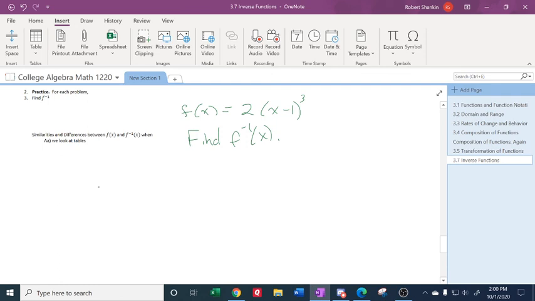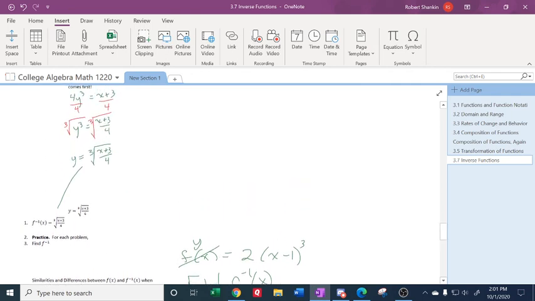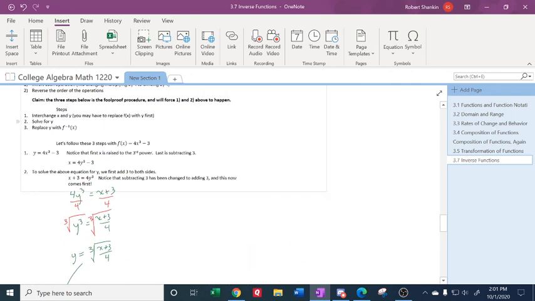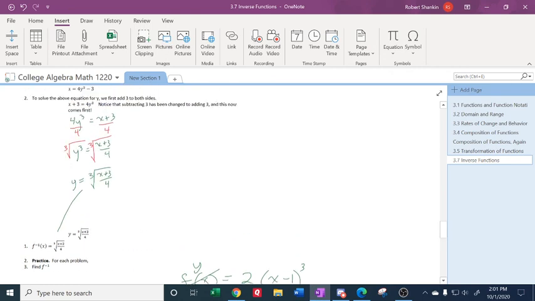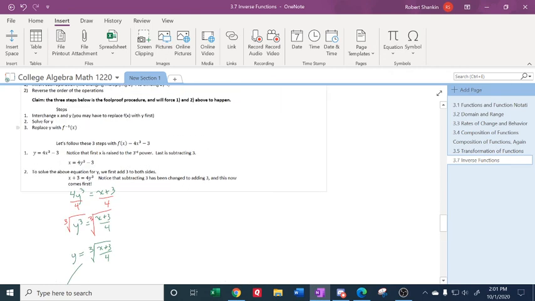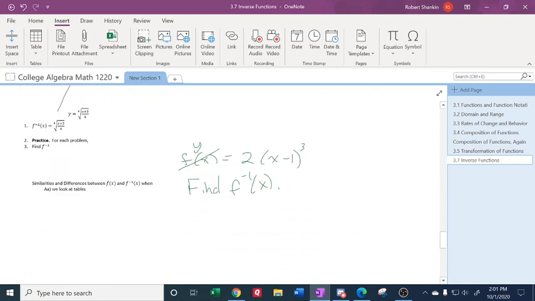So, step 1. Now, there's an unwritten step. Replace this with y. Then I want you to go through these 3 steps. Interchange x and y in this. And then solve for y. And then replace y with f inverse of x.